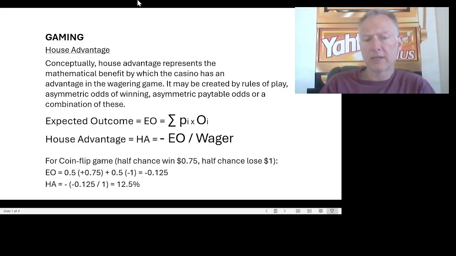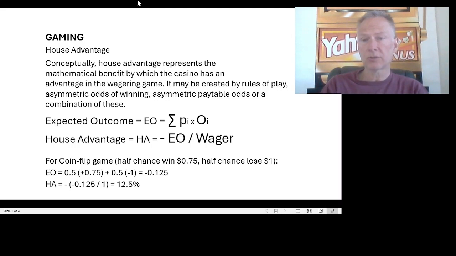So for our coin flipping game, there's a 1/2 chance that we win 75 cents and a 1/2 chance we lose $1. So the expected outcome, if I just plug it into that formula, is 0.5 times plus 0.75 units, and then I add to that 0.5 times minus 1 unit, and what I get is minus 0.125. If I take the opposite of that and divide by the wager, which in this case is just 1 unit, I end up with 12.5% as the house advantage, which we knew it was.